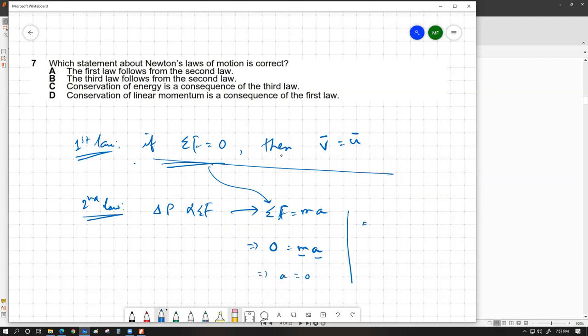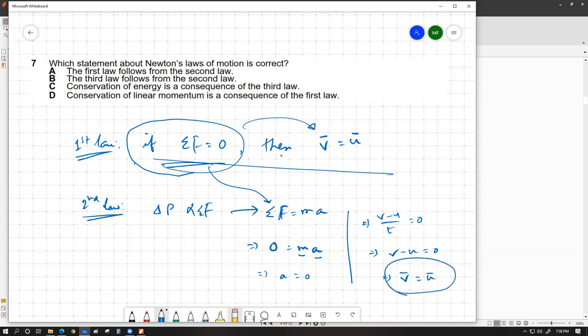That would mean that V minus U divided by T should be zero. Cross multiplication gives us V minus U equals zero. Ultimately, we get V equals U. Might as well put the vector signs over here. So if we apply the first law's inherent if part within the second law, the output part automatically comes out. That's why we can say that the first law can be derived from the second law, which makes A the correct option.